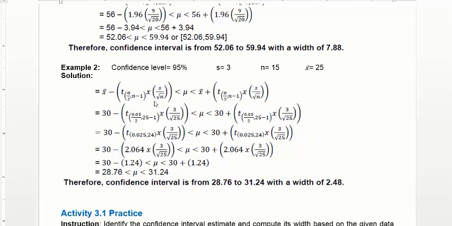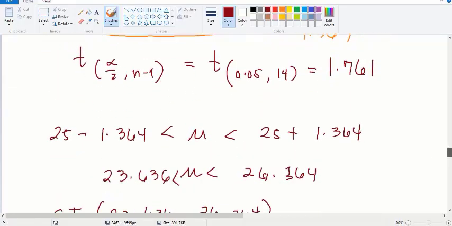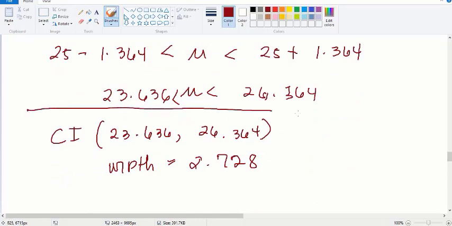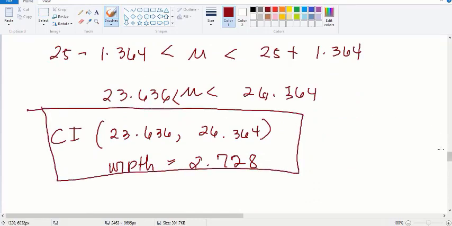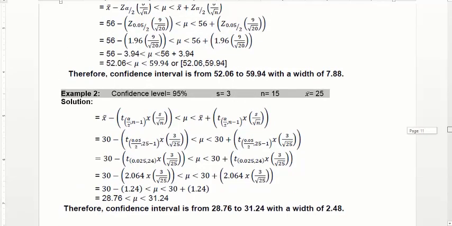But this example, his solution, recall this one, if the sample mean is 30 and n is equal to 25, this solution is correct. But the given is that n is 15 and the sample mean is 25. So the correct solution should be this one, the one I solved. Okay, so anyway, moving on, that is how you solve for the confidence interval.